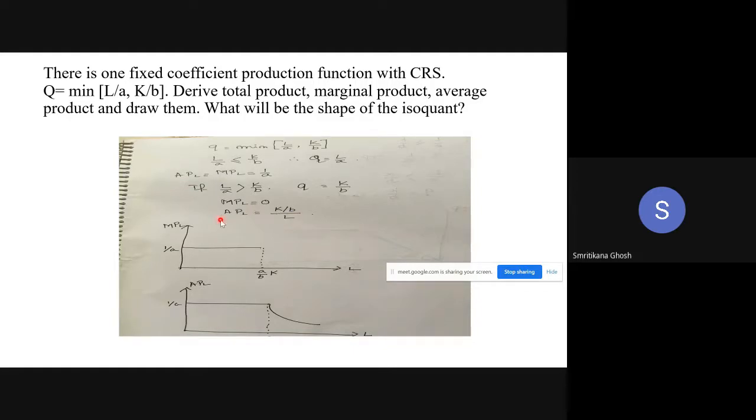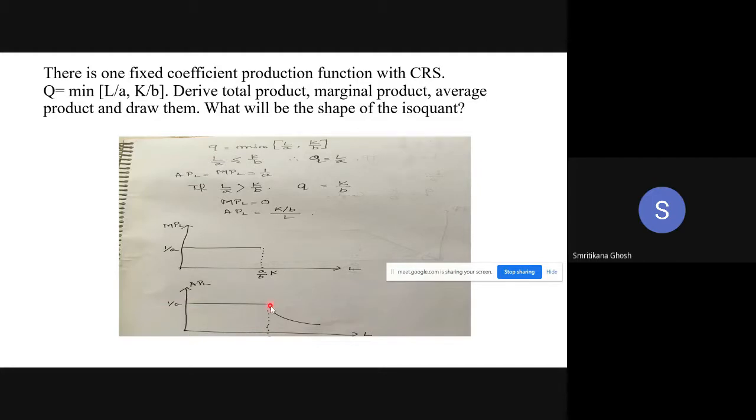Okay. So APL into L, this L is equal to a constant up to this point. Is it okay? APL into L. And then it's a rectangular hyperbola. So that is why your APL is a rectangular hyperbola after this kink point. So this is the shape of your APL curve.